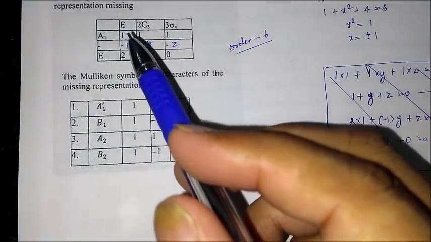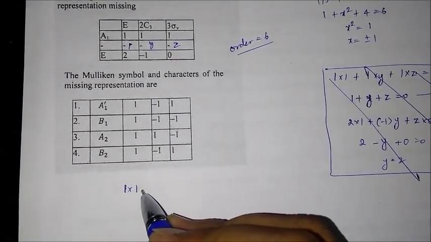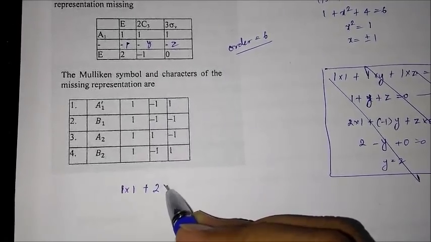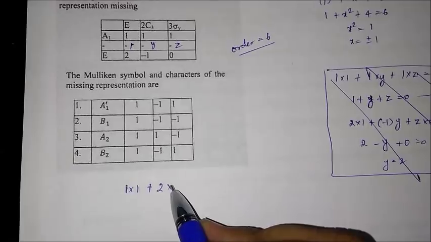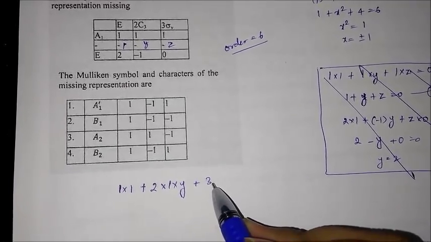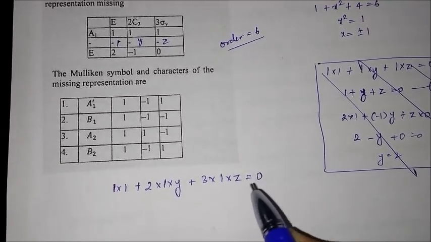Okay, so let's multiply. So what we will get: 1 into 1 for the first E. Then plus 2, this 2 comes from the coefficient of C3, into 1 into y. And plus 3, which comes from the coefficient of sigma v, into 1 into z is equal to 0.